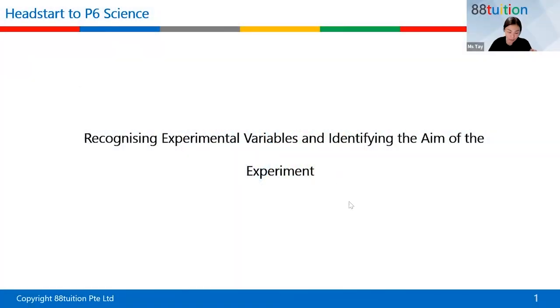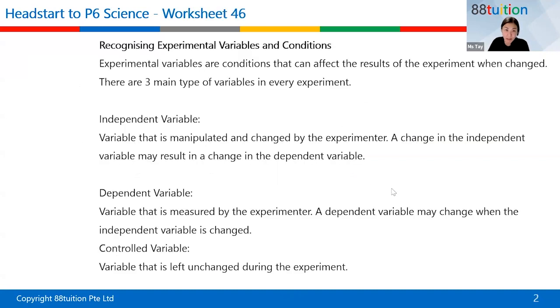So last week we did this experimental variables identification, as well as the aim of the experiment. If you have already seen your work, these are just what we have gone through last week. We talk about what is the independent variable. Some of you also told me that in your school, it is not called the independent variable. It is called another name.